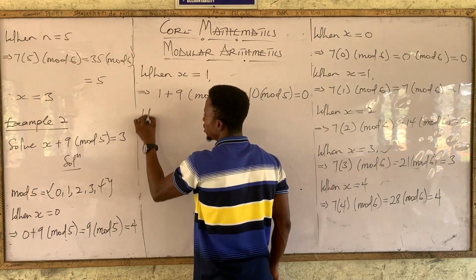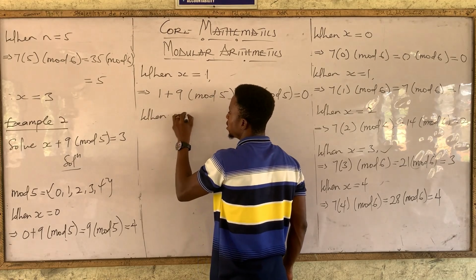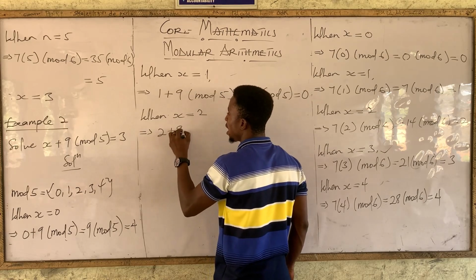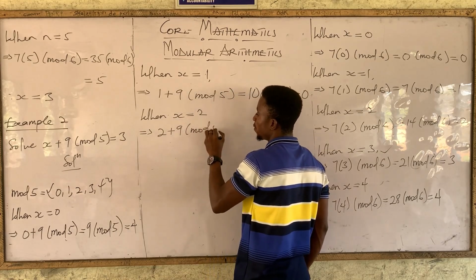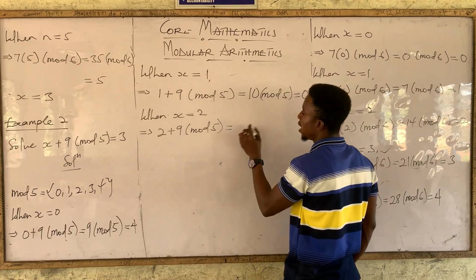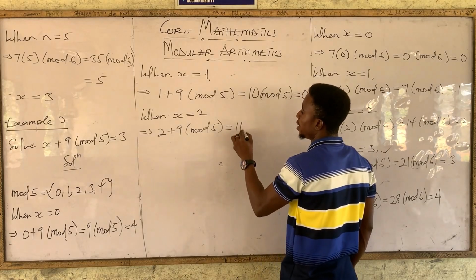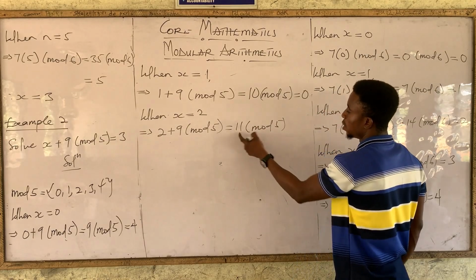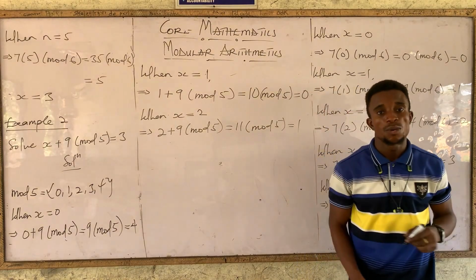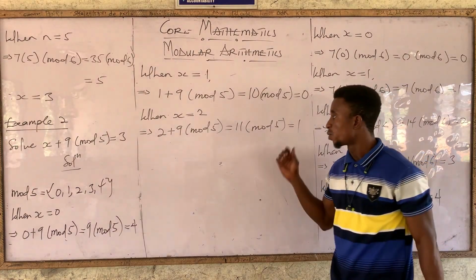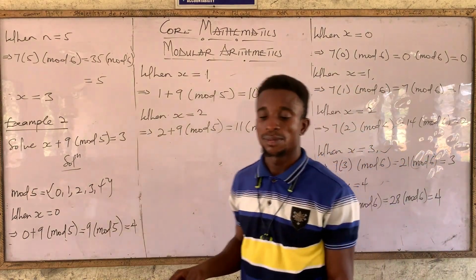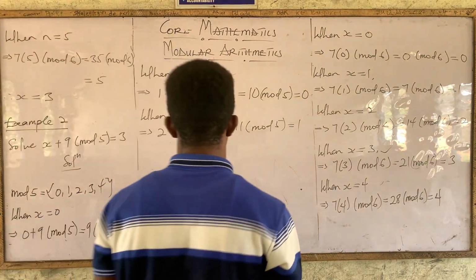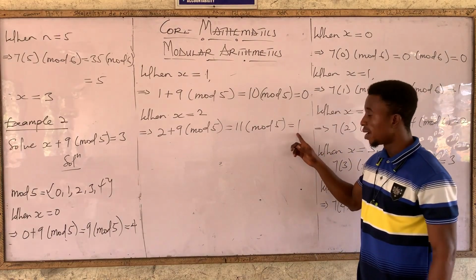Then when x is equal to 2, this implies I'll have 2 plus 9 in mod 5. And this one will get us 11 in mod 5. So 11 in mod 5 is equal to 1. Please, are we here? So I think that is that for that one too.